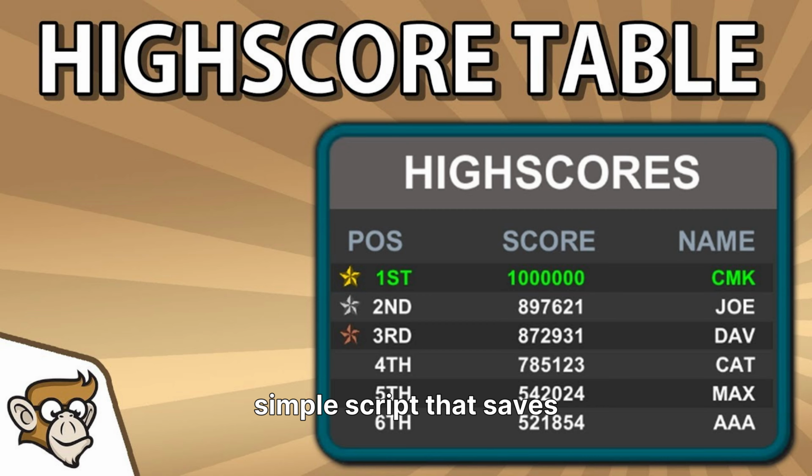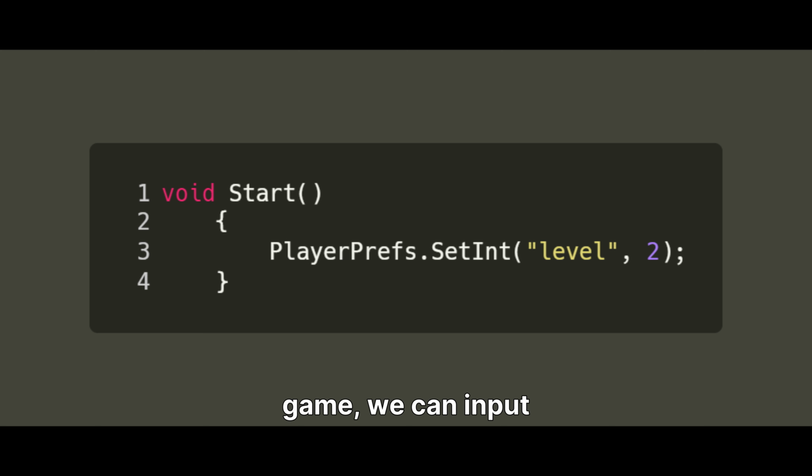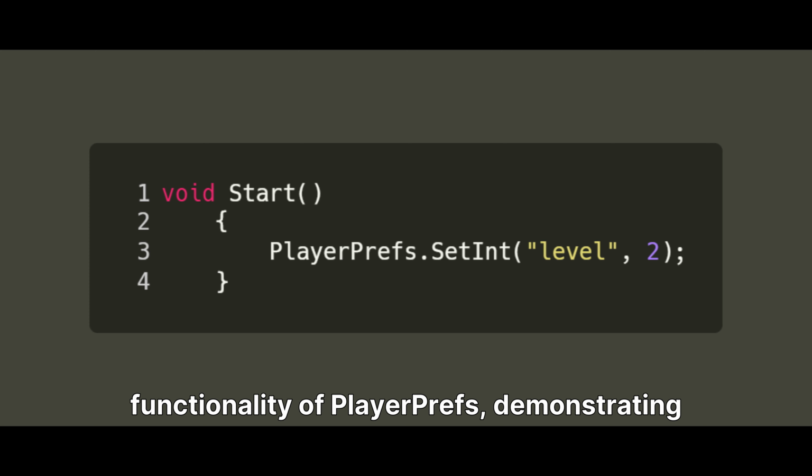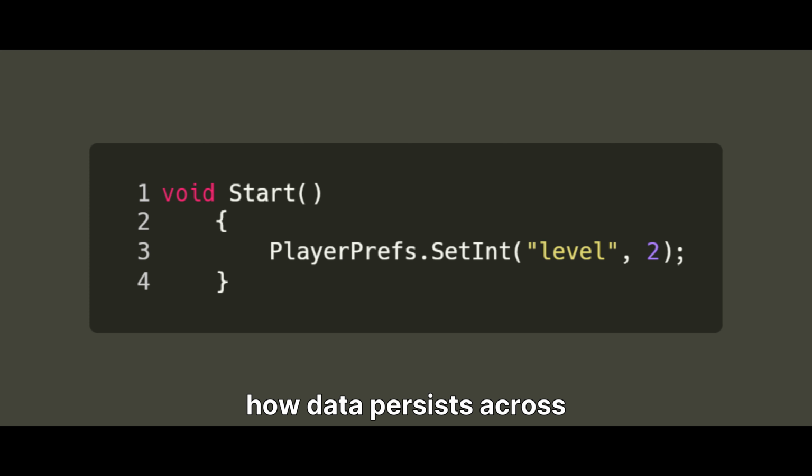Let's see a quick demonstration in Unity. Here, we have a simple script that saves and loads a high score using PlayerPrefs. This practical example will illustrate how these methods are implemented within a Unity project, providing a clear understanding of their application. When we run the game, we can input a score, save it, and then load it back, even after restarting the application. This illustrates the basic functionality of PlayerPrefs, demonstrating how data persists across different play sessions, which is fundamental for any game.